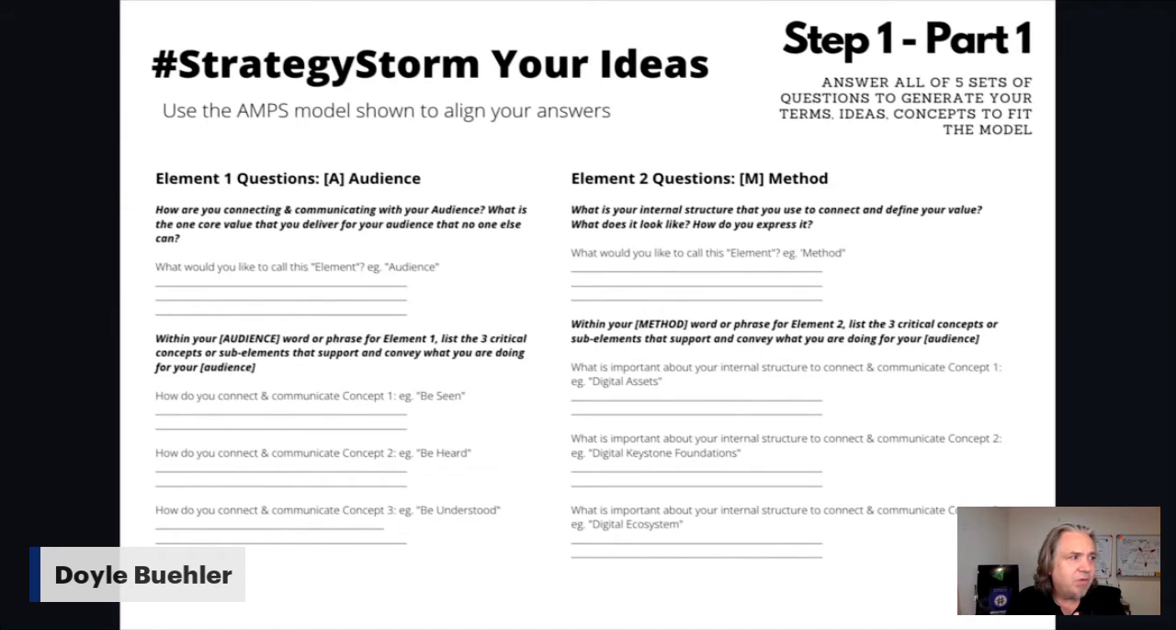So element 1, the questions are about the audience, right? So how are you connecting and communicating with your audience? What is the one core value that you deliver for your audience that no one else can? And ask yourself, what would you like to call this element? In this case, again, just to build the model upon it, I've called it your audience, but you can call it something else. You can look at, how do you actually interact? How do you create those interactions, that value with your audience as well? And then we want to define that a little bit further as well.